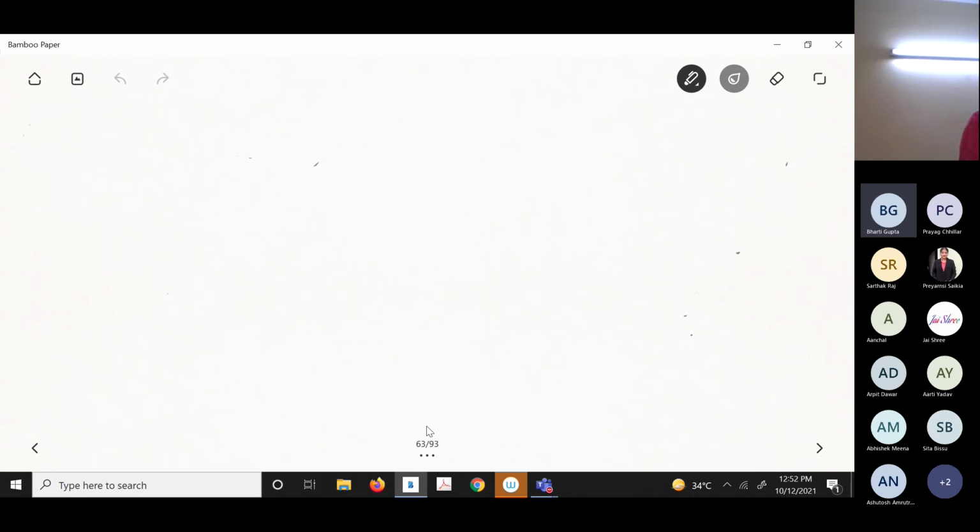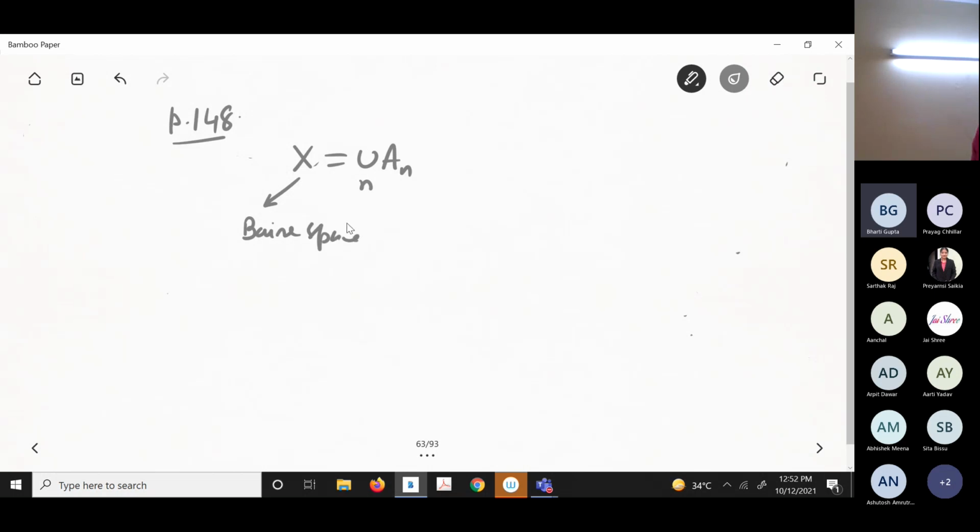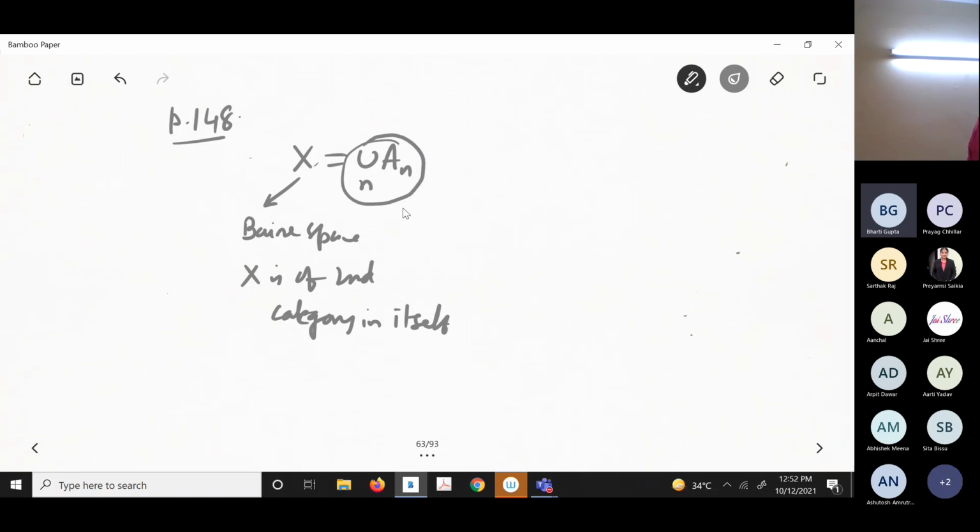Now look, I have given a corollary here, on page 148. The corollary says that if X is a completely metrizable space, then X is a Baire space. In particular, if X is a non-empty open set, X is of second category in itself, as I explained yesterday. So at least one of them has to be not nowhere dense. Otherwise, if everybody is nowhere dense, it will be a set of first category. So there exists one which is somewhere dense.